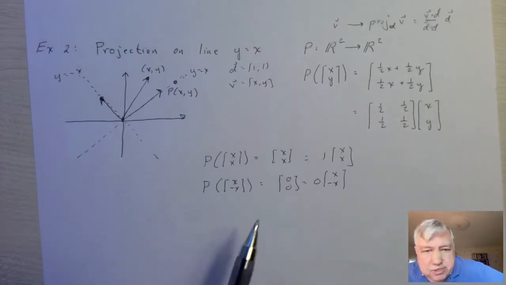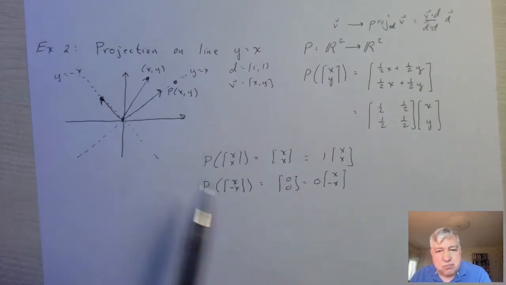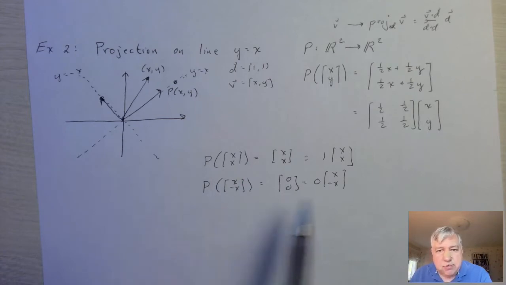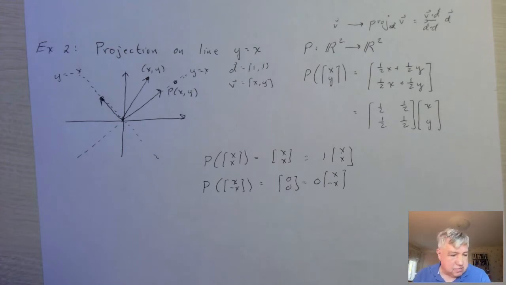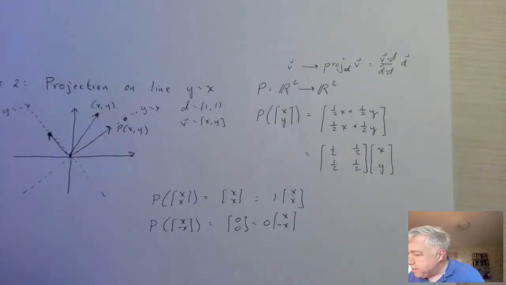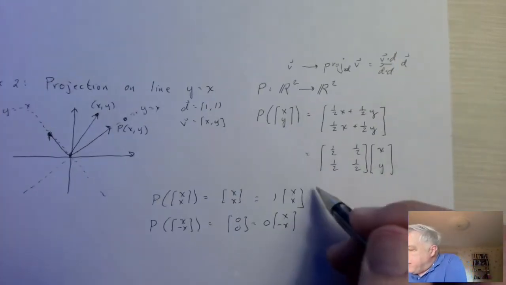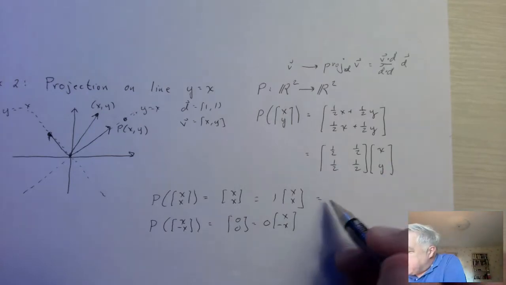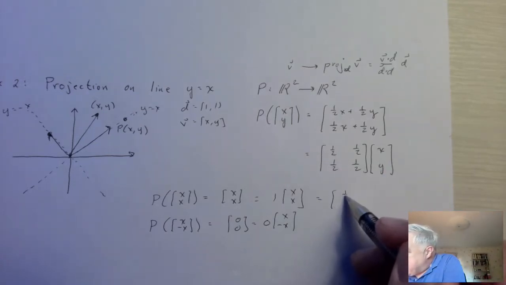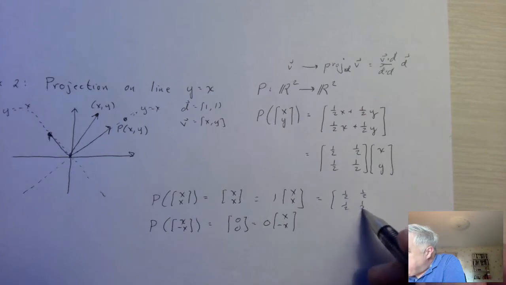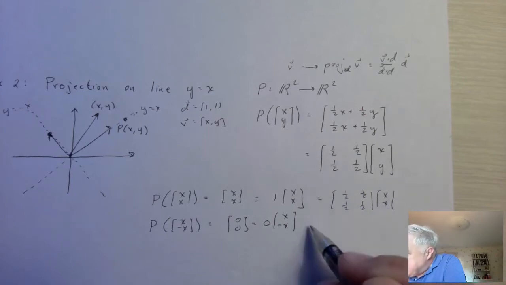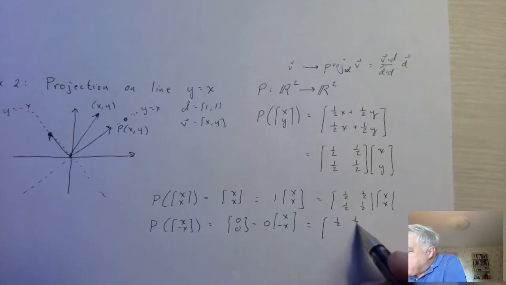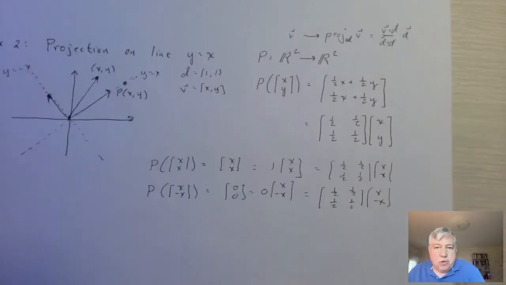Okay. So once again, for a certain set of vectors, this transformation just acts like multiplication by a certain constant. And of course, this would be the same thing as saying 1/2, 1/2, 1/2, 1/2 times x, x, and this would be the same thing as 1/2, 1/2, 1/2, 1/2 times x, minus x. Okay. All right.